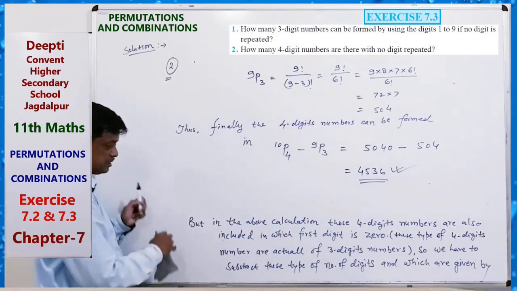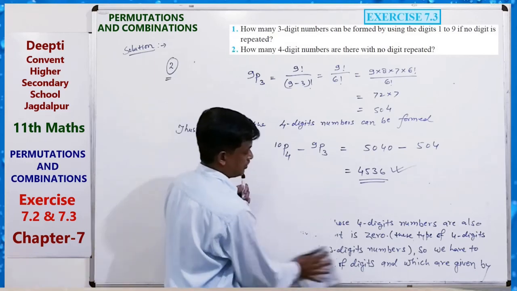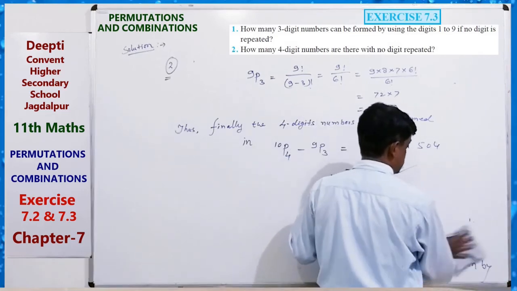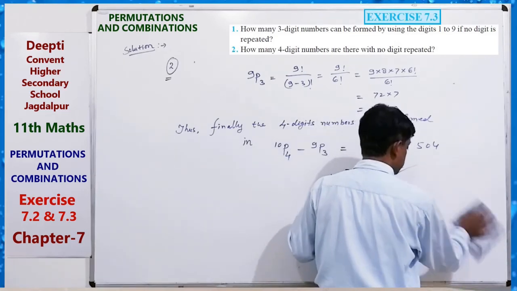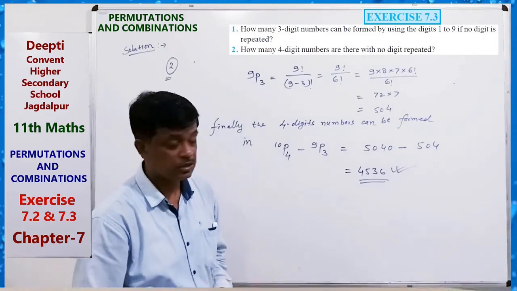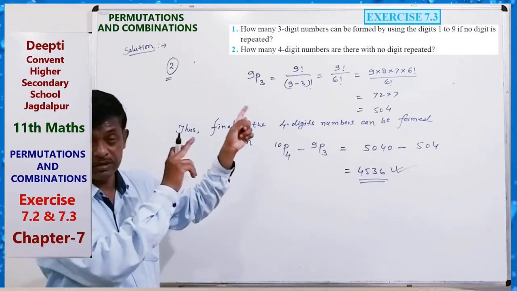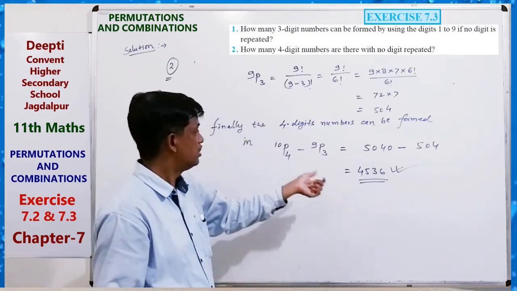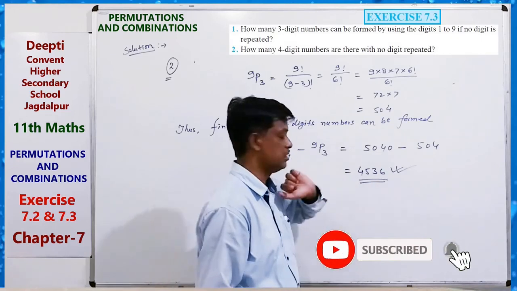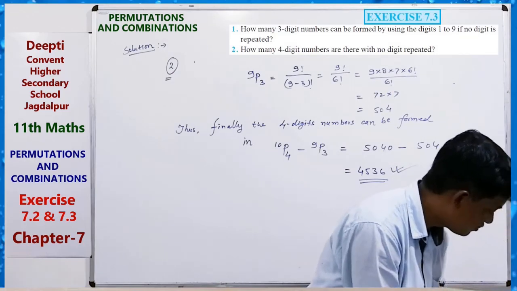Clear? This is the reason. First of all, we take 4 digits from 10 digits, in which 0 is also available for the first place. In those numbers in which the first digit is 0, the number is actually a 3-digit number, but we require 4-digit numbers. So that type of number should be subtracted from the total, that is 10P4 minus 9P3. 5040 minus 504 is 4536. So this is the answer of question 2 of 7.3, 4536.